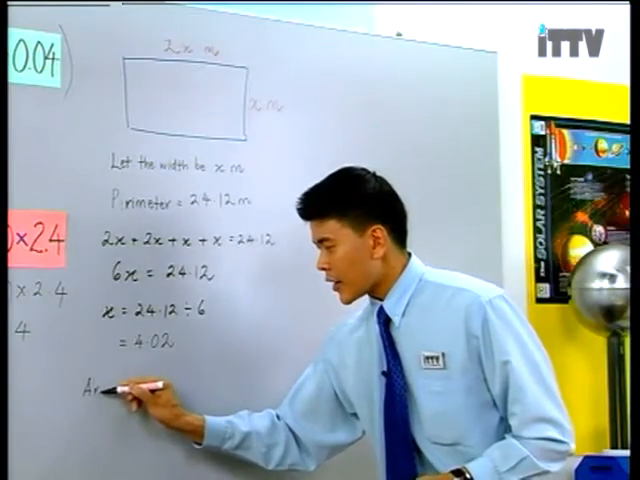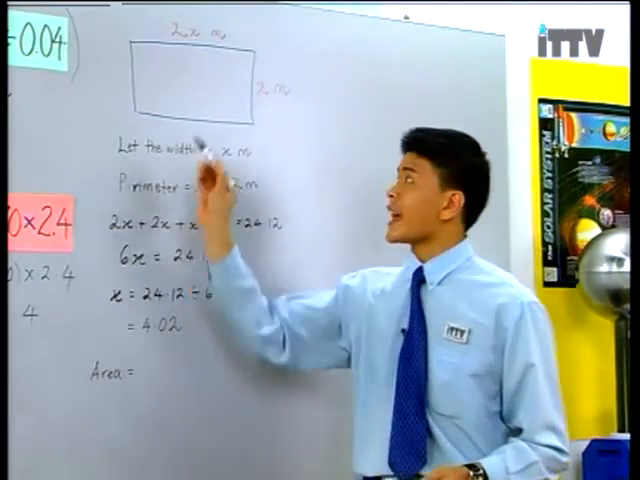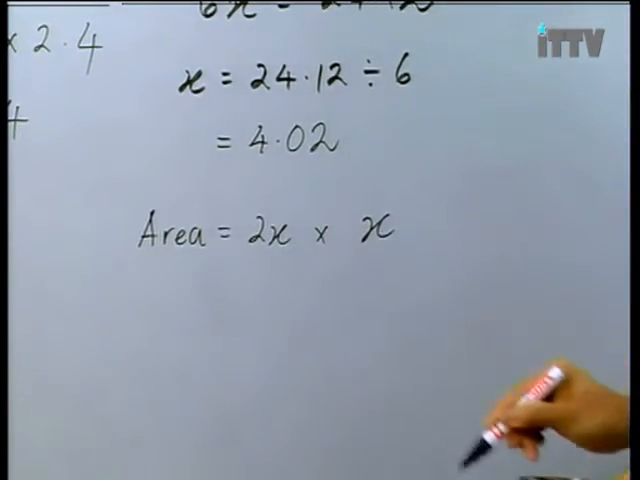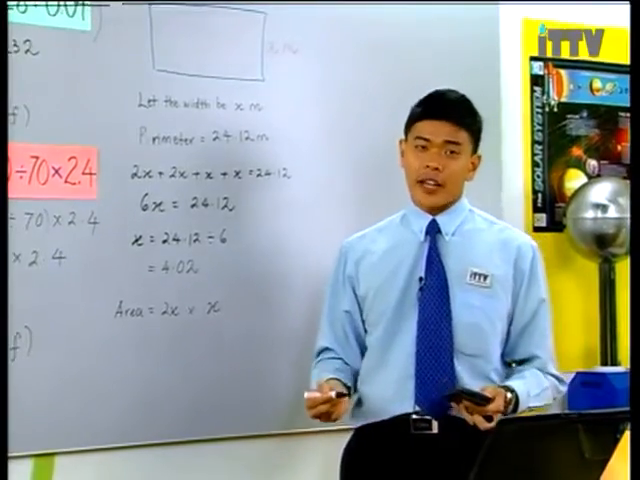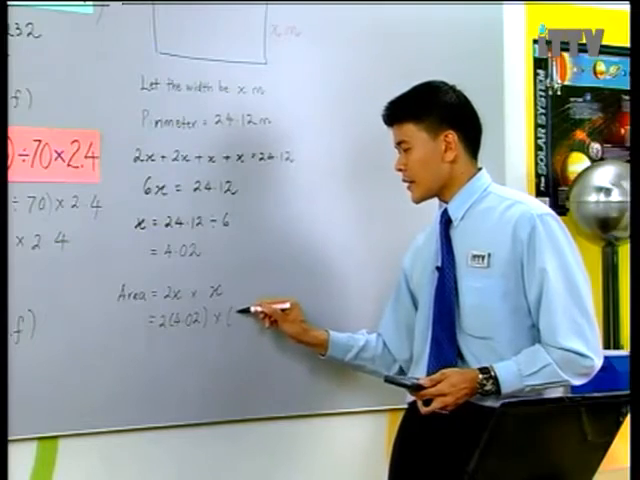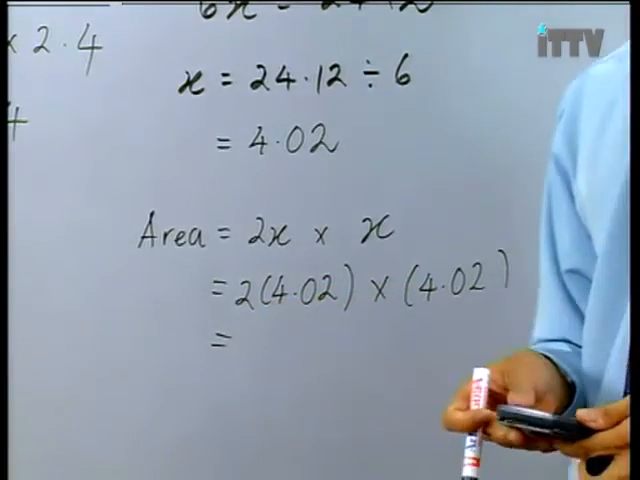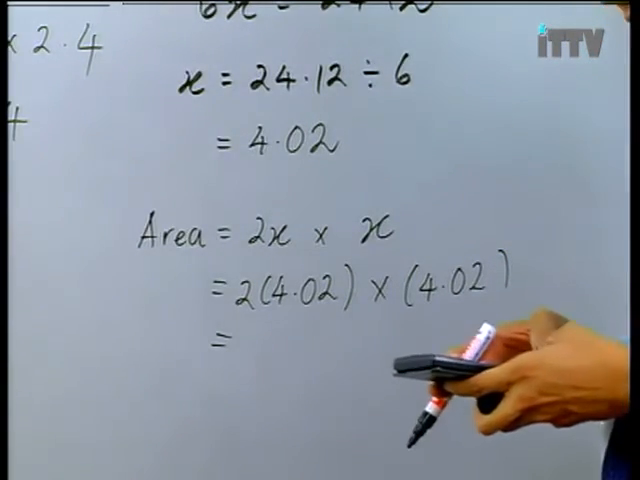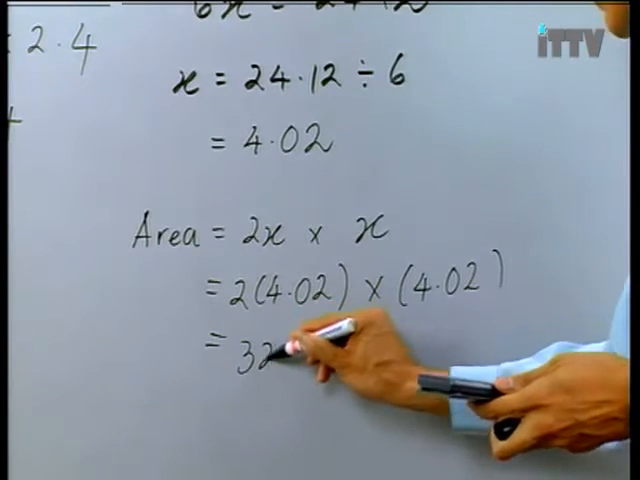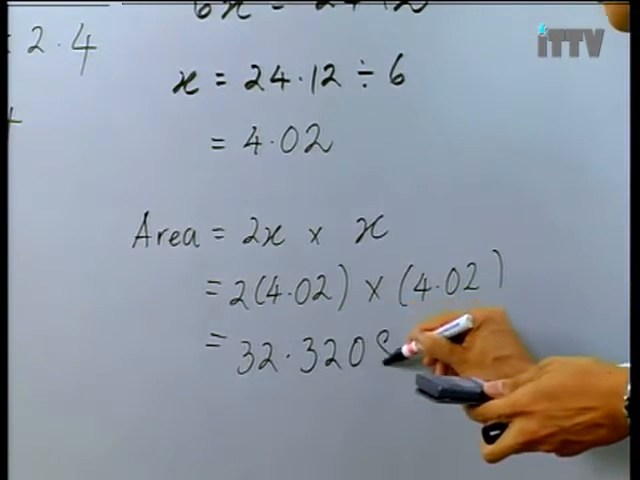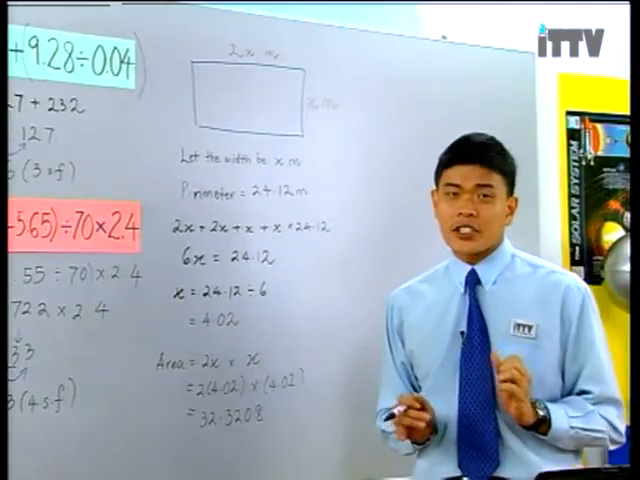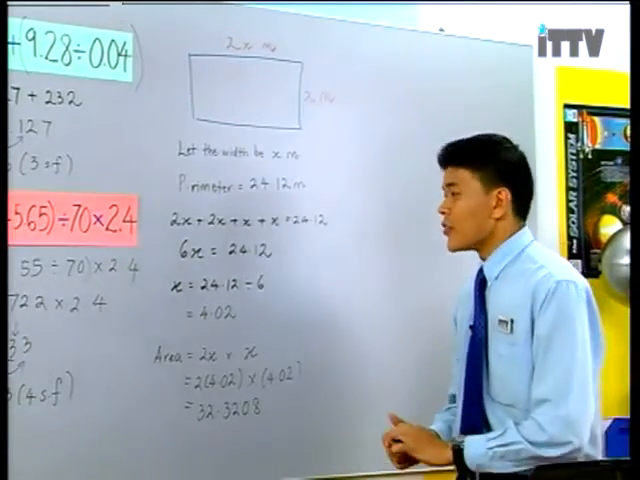And the area of a rectangle is the product of its length and its width. So it is 2x times x. And since we know the value of x, substitute the value of x, which is 4.02, and hence find the area of the rectangle. So the area of the rectangle should give you 32.3208. But now, this answer is 6 significant figures. We want to reduce it in the question to 3 significant figures. So let's round off the answer.